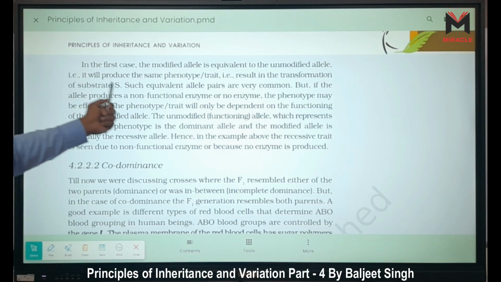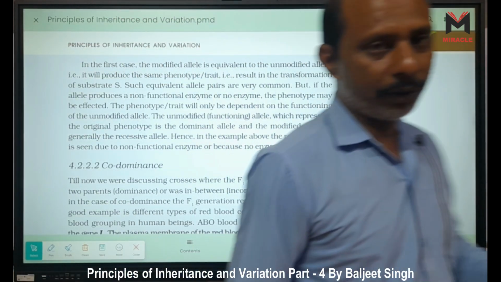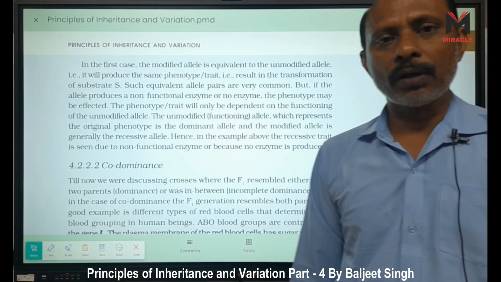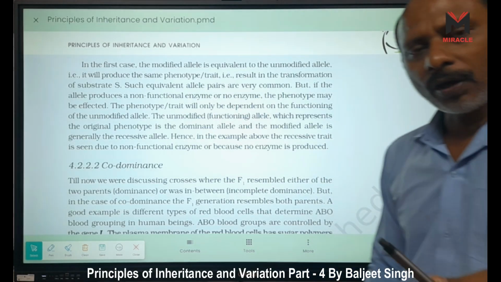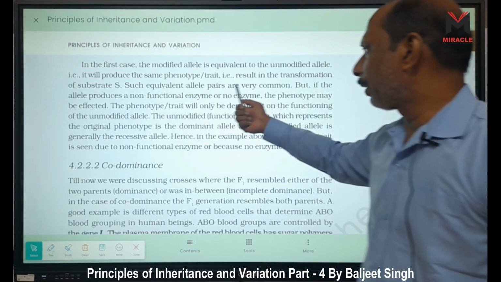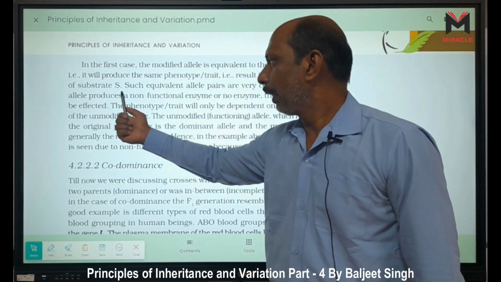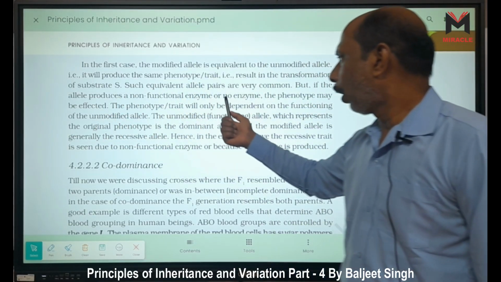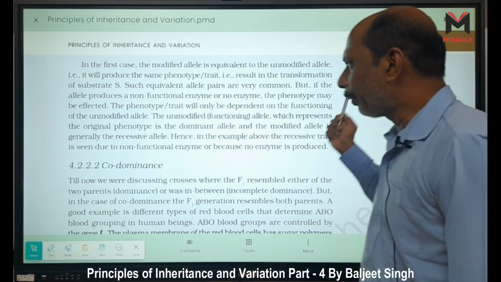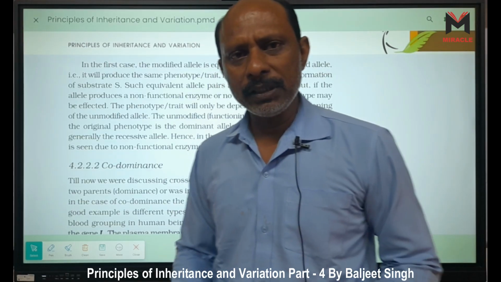transformation of substrate S. Substrate S means the protein is formed. This protein is converted to enzyme, and this enzyme is responsible for the expression of the gene or for the formation of the phenotypic character, right? Such equivalent allele pairs are very common, but if the allele produces a non-functional enzyme or no enzyme, the phenotype may be affected. That means that time no phenotype is there.